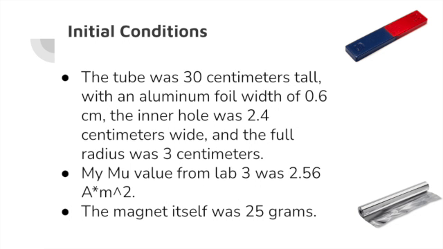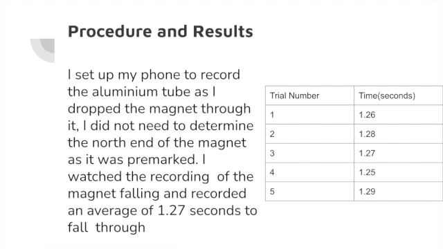Initial conditions. The tube was 30 centimeters tall with an aluminum foil width of 0.6 centimeters. The inner hole was 2.4 centimeters wide, and the full radius was 3 centimeters for the entire foil tube. My mu value from Lab 3 was 2.56 amperes times meters squared. The magnet itself was 25 grams.